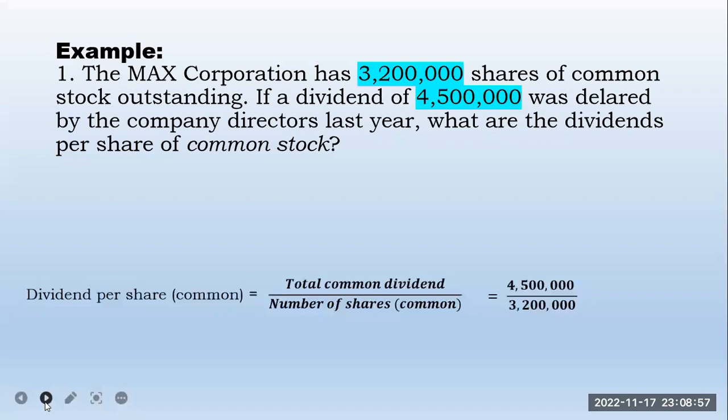Okay, so let's have this example. Nandito na yung sagot sa baba. Okay, so example number 1, the Max Corporation has 3,200,000 shares of common stock outstanding. If a dividend of 4,500,000 was declared by the company directors last year, what are the dividends per share of common stock? So, given naman sa problem, they have 3,200,000 shares of common stock. So, common stock siya.